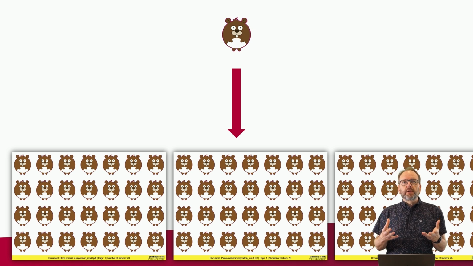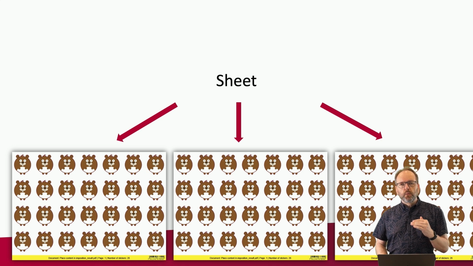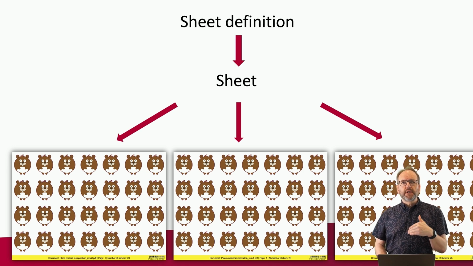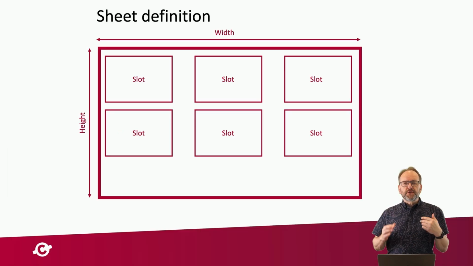This is what imposition does, right? I have a single file, a single item, and that gets imposed into an imposed file. And this imposed file may contain one imposed sheet or multiple imposed sheets. All of that is under direct control of the imposition configuration that you build. We call these sheets or imposed sheets, and the sheet definition determines what the size of these sheets is, but it does more. It does also control the slots on the sheet.